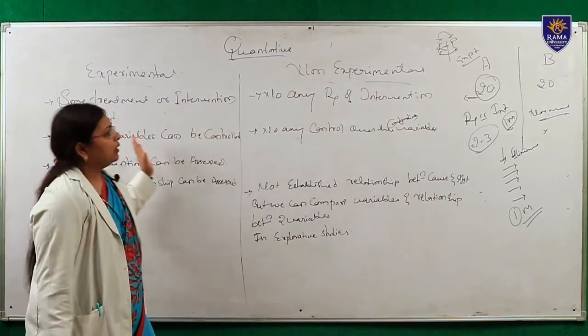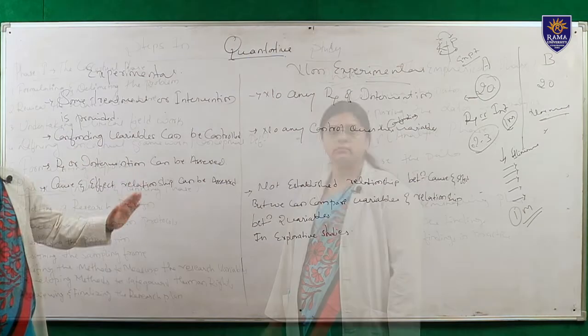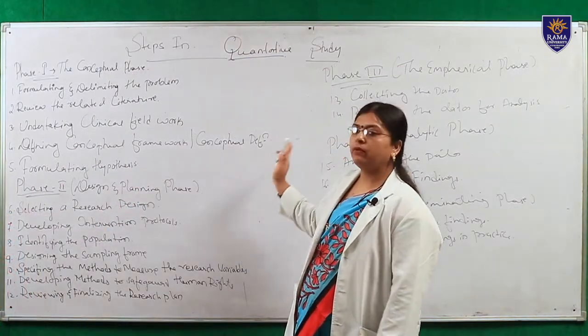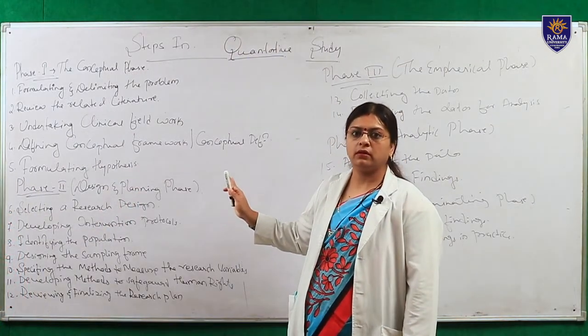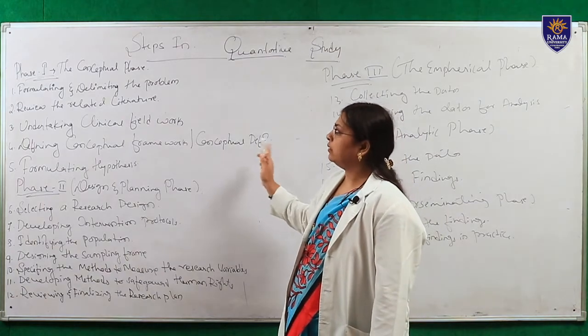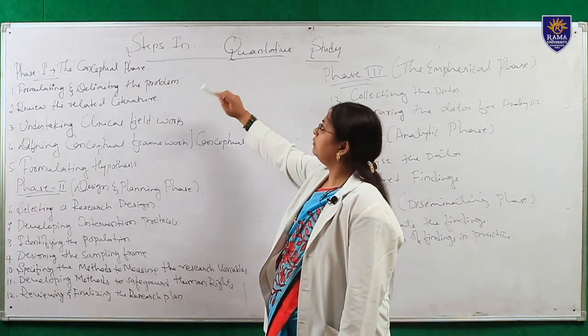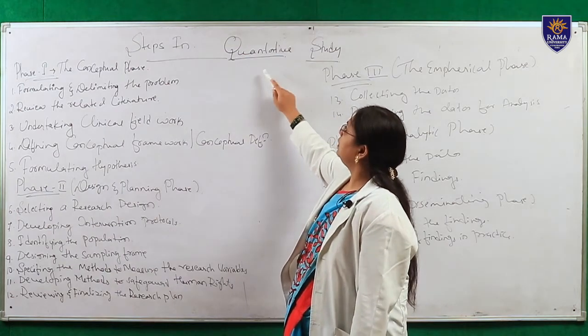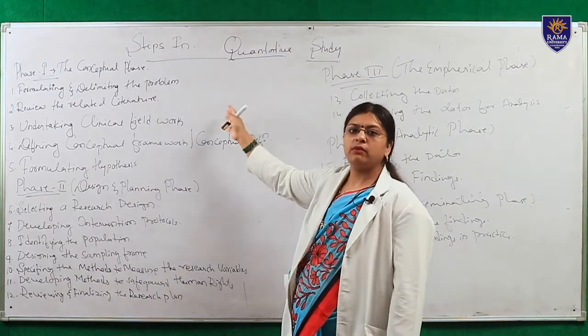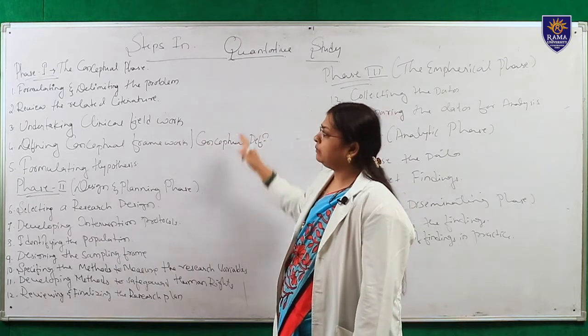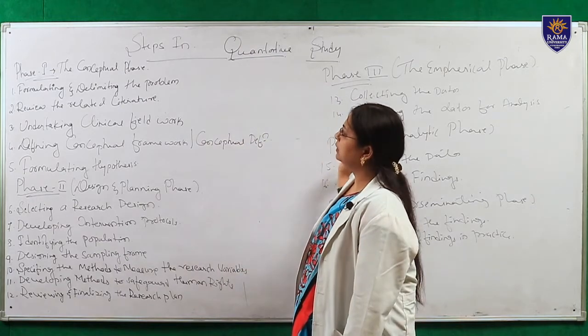So once again we will sum up the whole thing. We have seen the experimental and non-experimental studies, and the main differences between them. Now we will see the steps involved in any quantitative study, either experimental or non-experimental. These are the main steps involved in both kinds of studies.